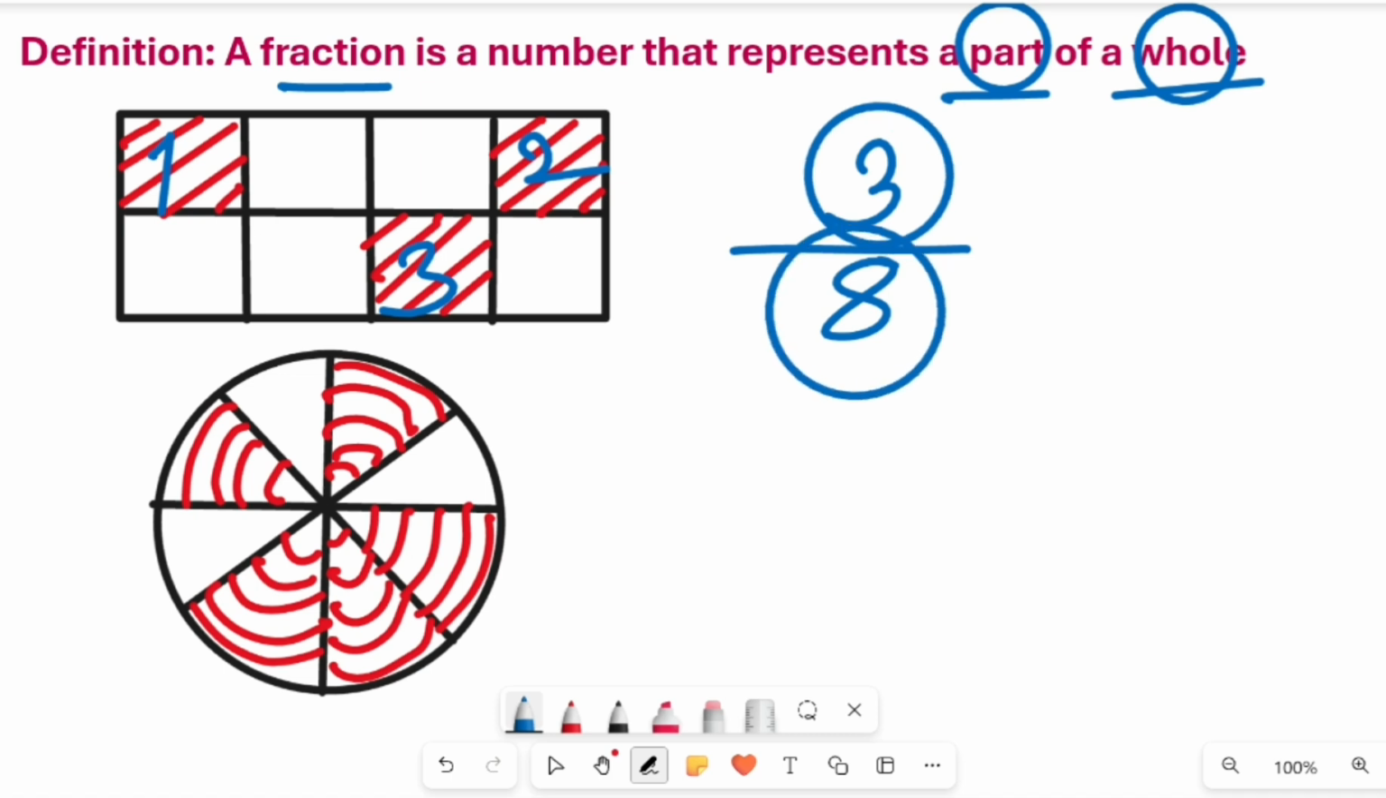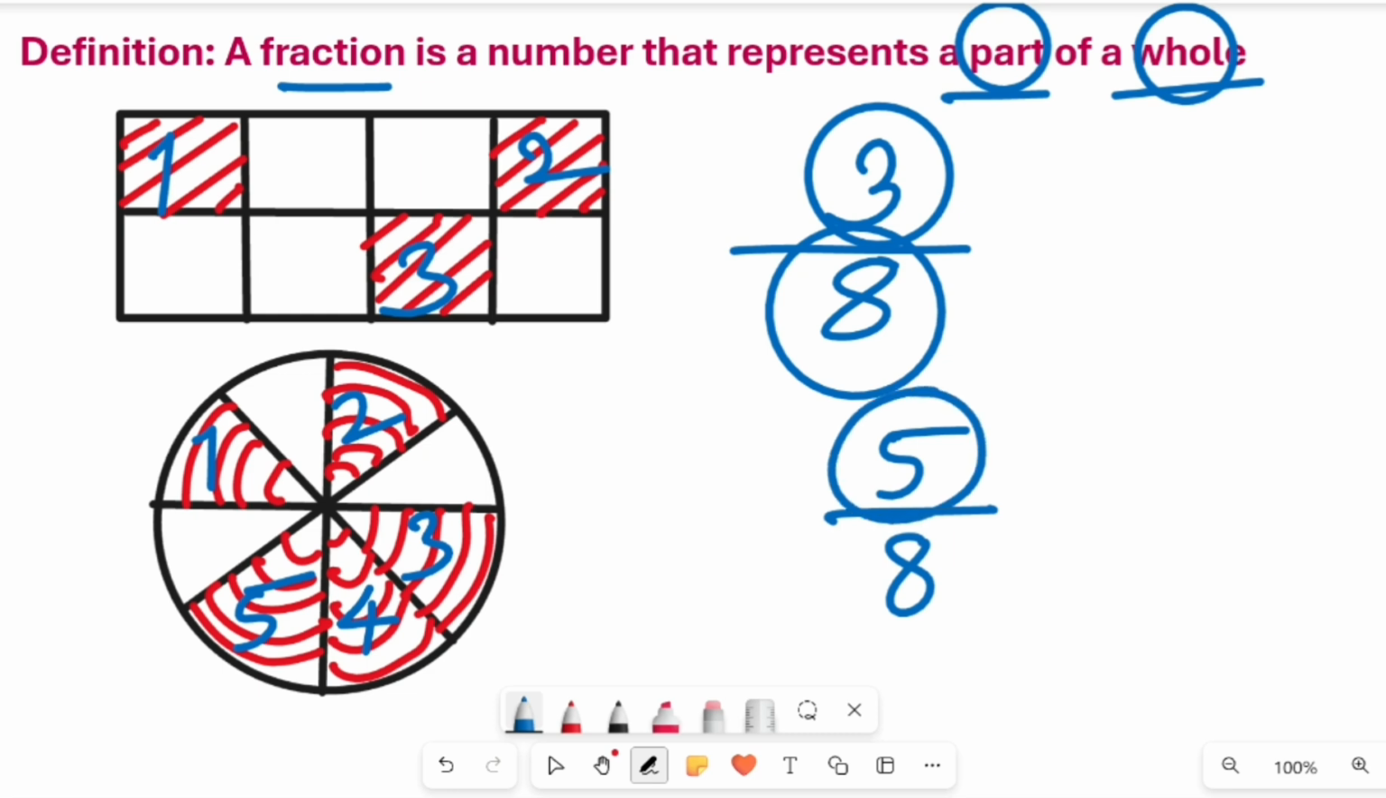Again, here in the circle a total of 1, 2, 3, 4, 5 parts are shaded. So 5 parts are shaded out of 8 parts. That means a fraction is again a part, 5 parts out of 8 parts. Let us move on to the next section to discuss the types of fractions.